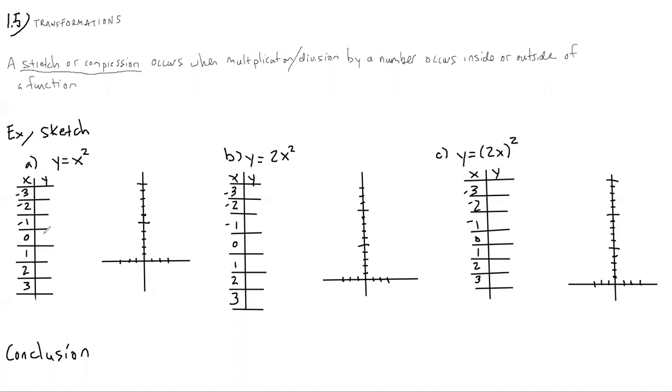Hopefully you remember what this graph looks like. If not, just plotting a few points like this is fine. 0 squared is 0, 1 squared is 1, 2 squared is 4, 3 squared is 9. Negative 1 squared is 1 because the negatives cancel. Negative 2 by negative 2 is positive 4. Negative 3 by negative 3 is positive 9. And so I will draw my points: 0, 0, 1, 1, 2, 4, 3, 9, negative 1, 1, negative 2 and 4, and negative 3 and 9.